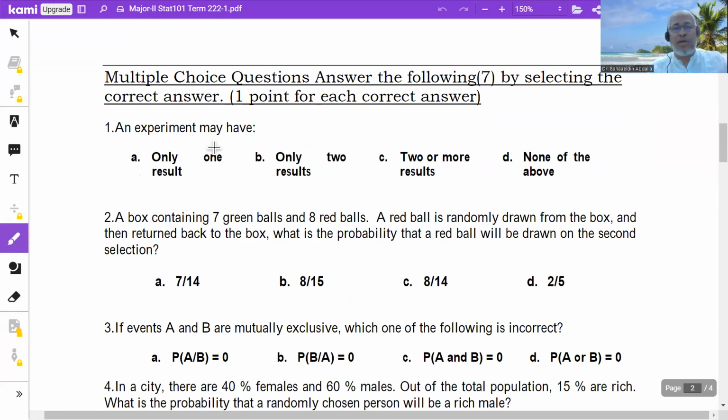An experiment like tossing a coin, you have two choices. Tossing a die, you have more than two choices. So always an experiment has two or more results.